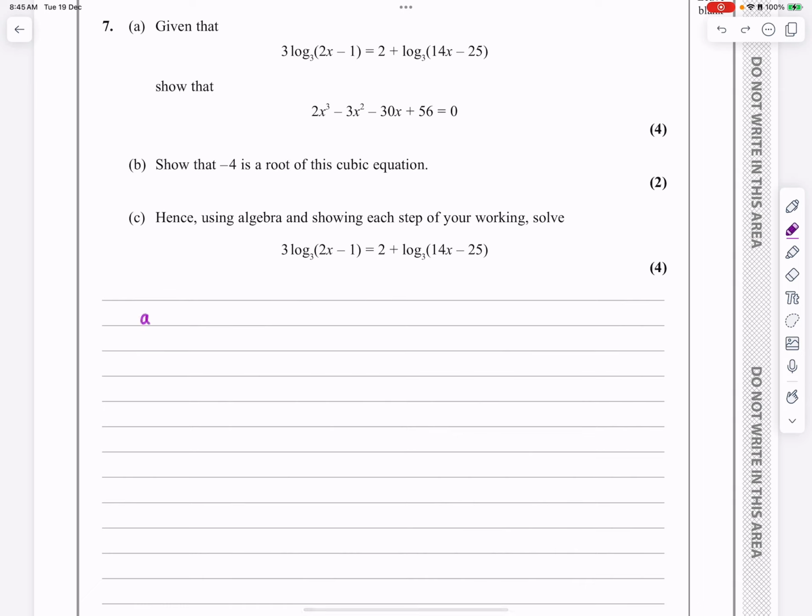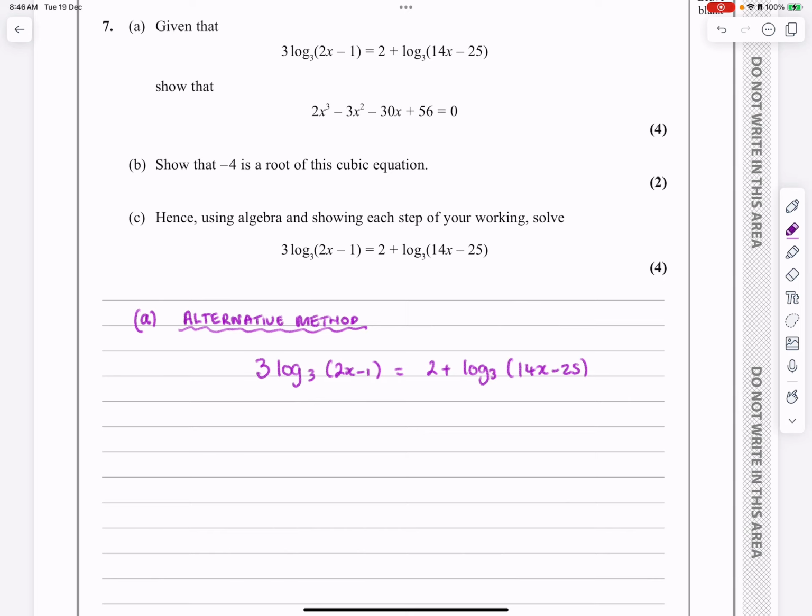So part A then, the alternative method, so let's write this down. Looking at my equation then, what have we got? We've got 3 log base 3 of 2x minus 1 is equal to 2 plus log 3 of 14x minus 25. So I'll tell you both ways.